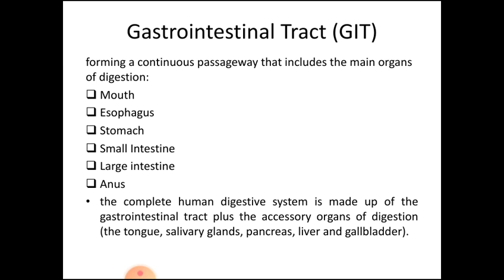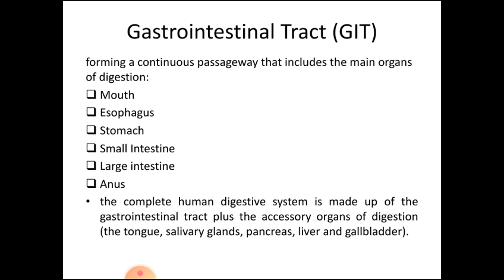The gastrointestinal tract, GIT, forms a continuous pathway that includes the main organs of digestion. These organs of digestion start with the mouth, esophagus, stomach, small intestine, large intestine, and anus. So these are the components of the GIT tract. It starts from the mouth to the anus.